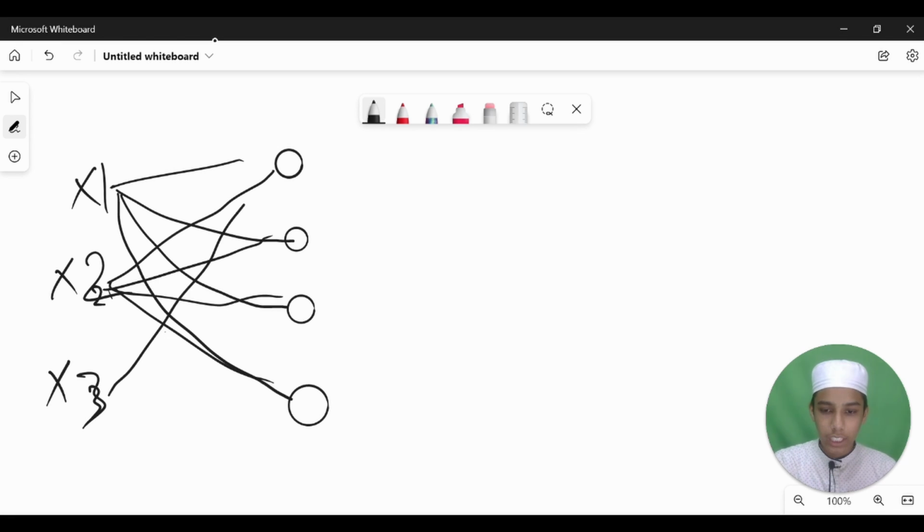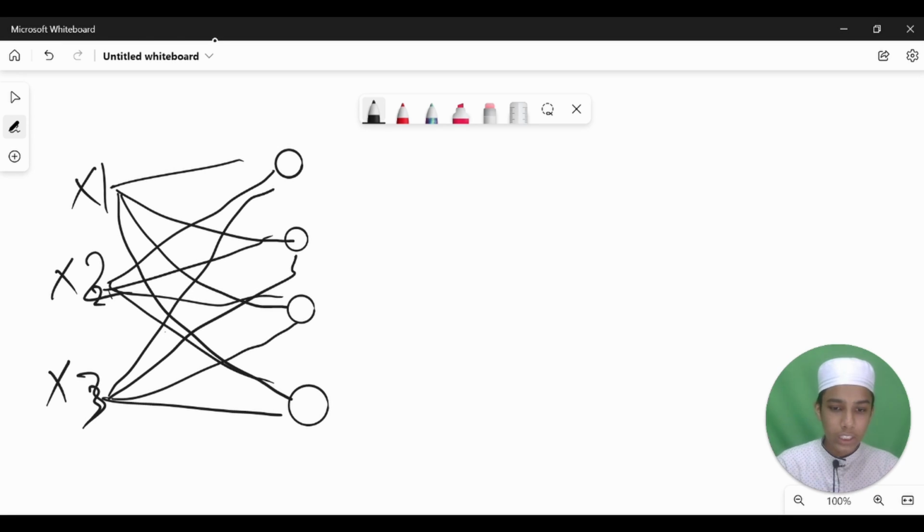And the same thing for the X3, it's going to give here, and here, like this. Now guys, let's draw another thing. These are the circles again. Let's draw here the 3 circles. One circle, two circles, and this is three circles.